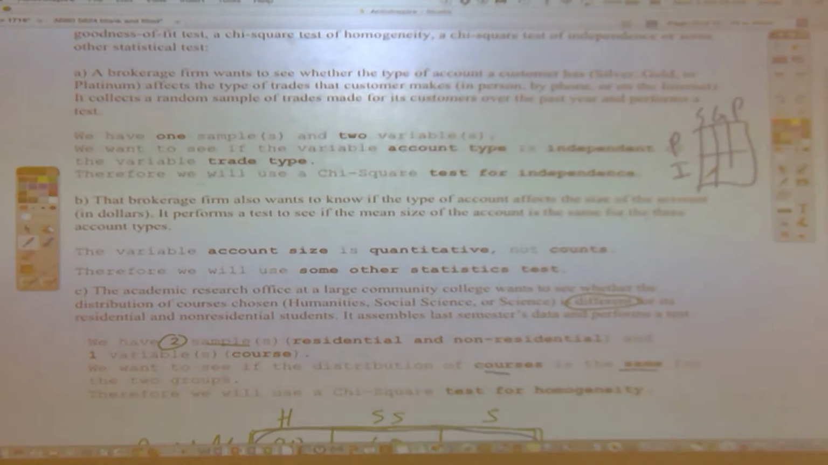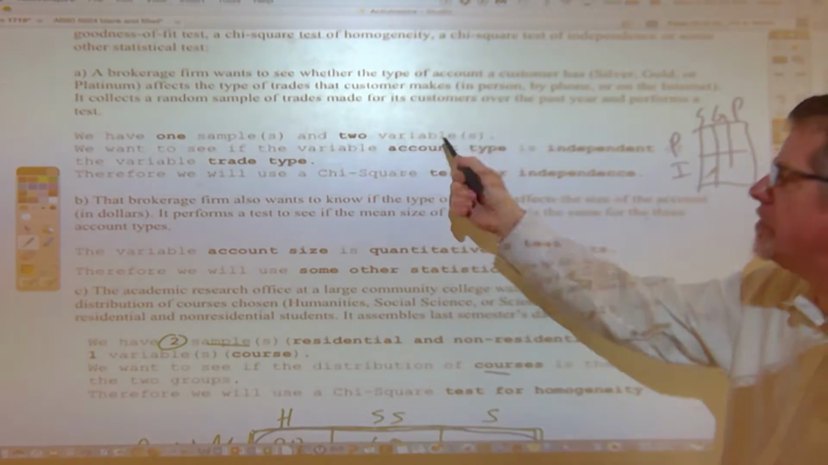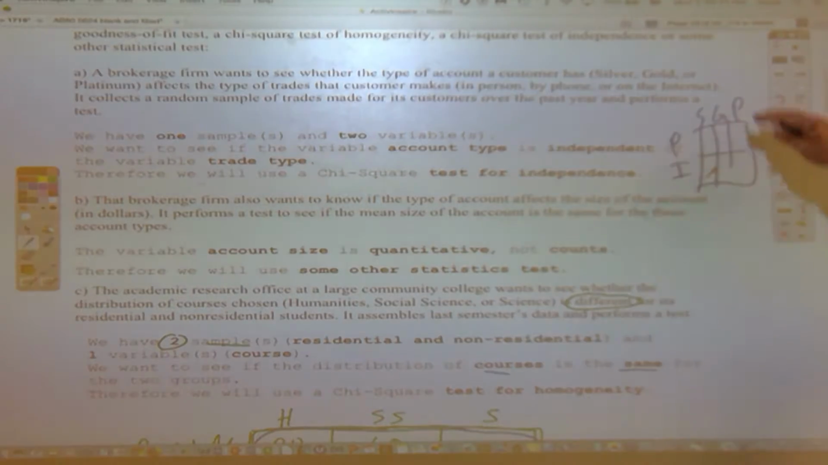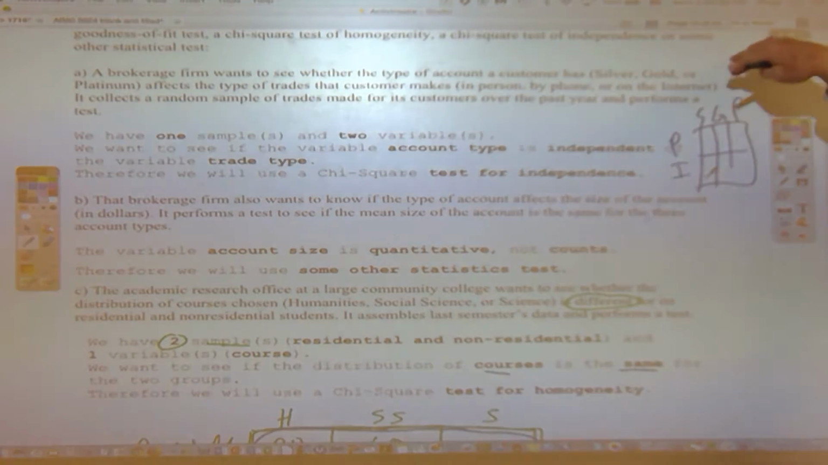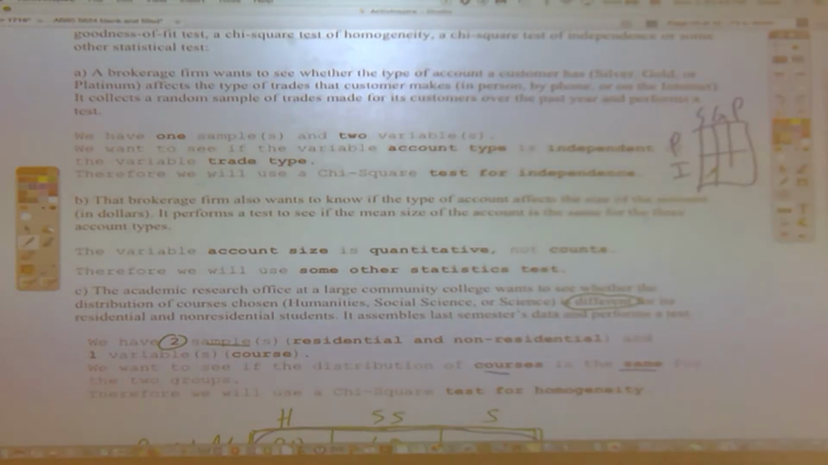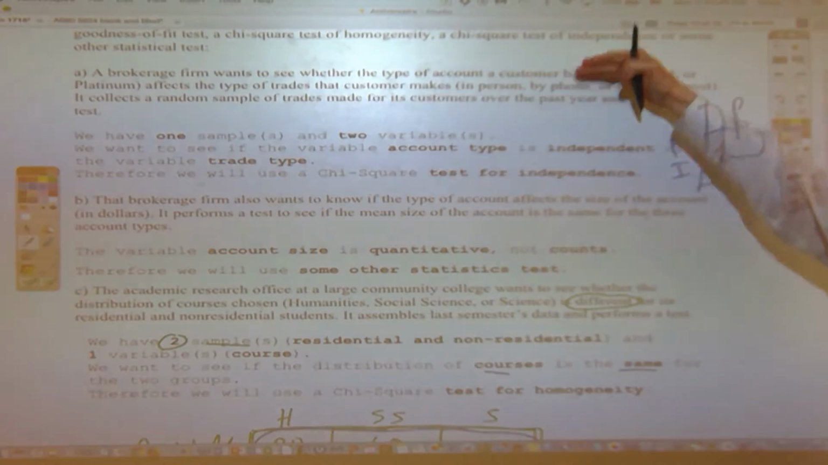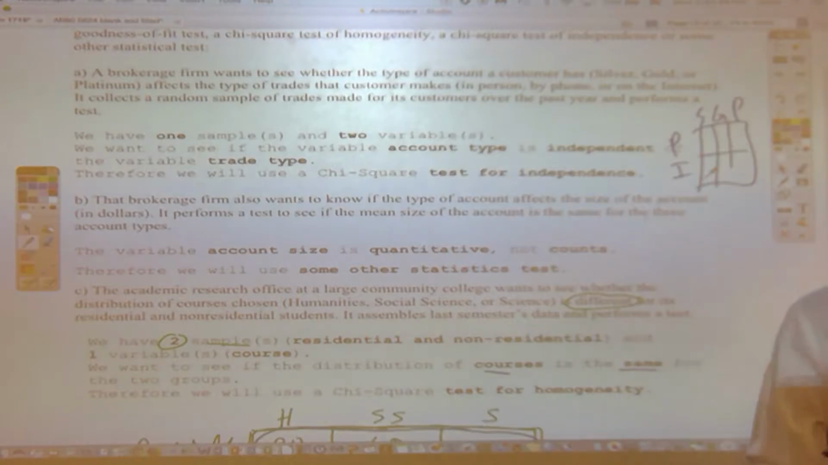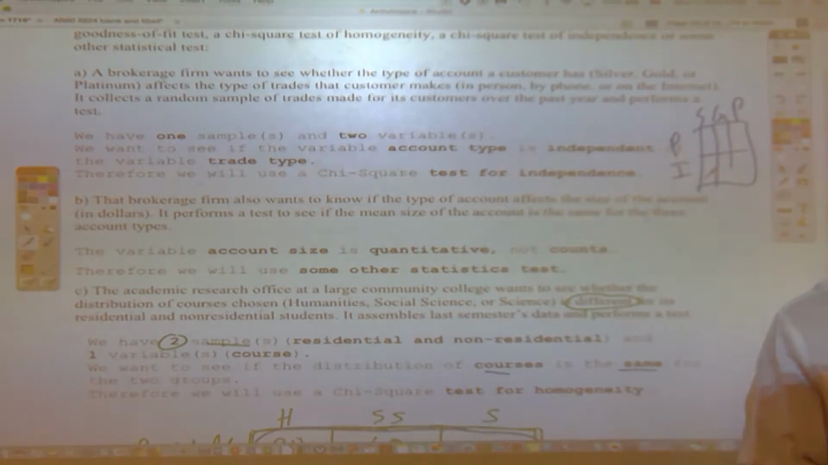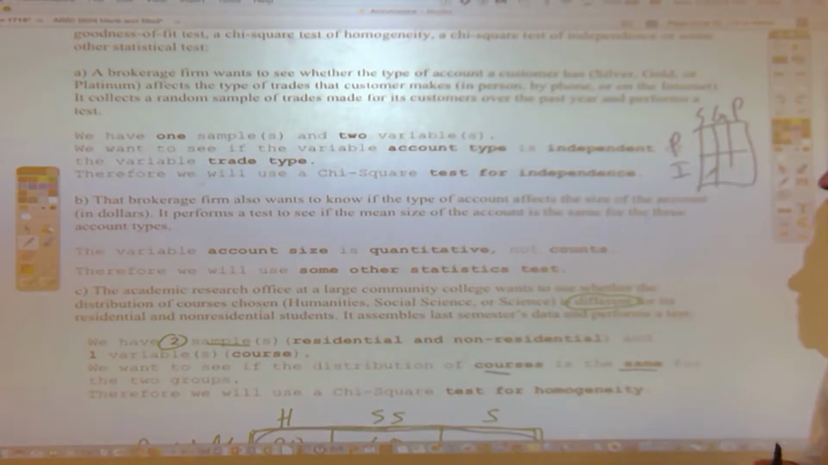It's like one ship sinking. We've got 2 categorical variables. So when you have 1 sample and 2 categorical variables, then we want to see if account type, silver, gold, or platinum, is independent of trade type, phone or on the internet. That's your classic chi-square test for independence. So when you read a problem like that, you should think, oh, that's like the Titanic sinking. 1 ship, 2 categorical variables, let's run the chi-square test for independence.